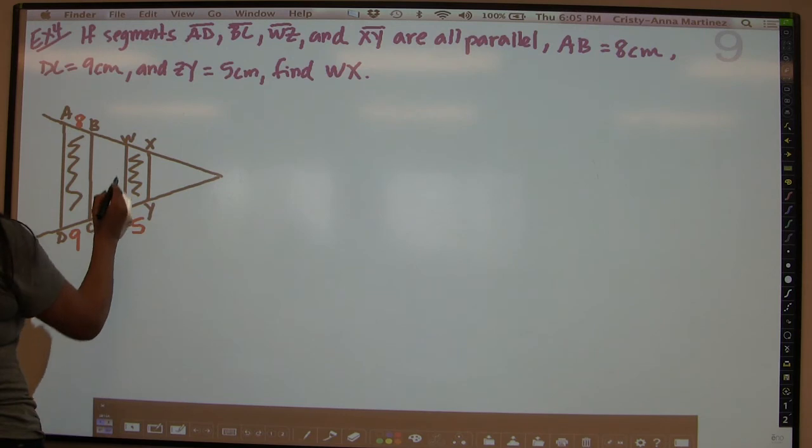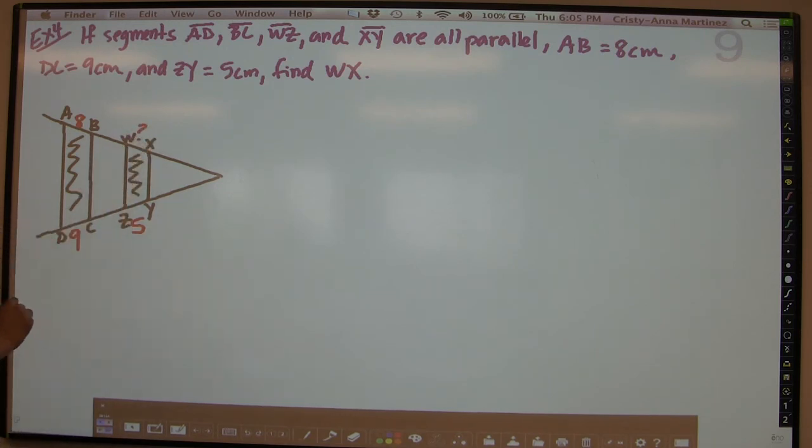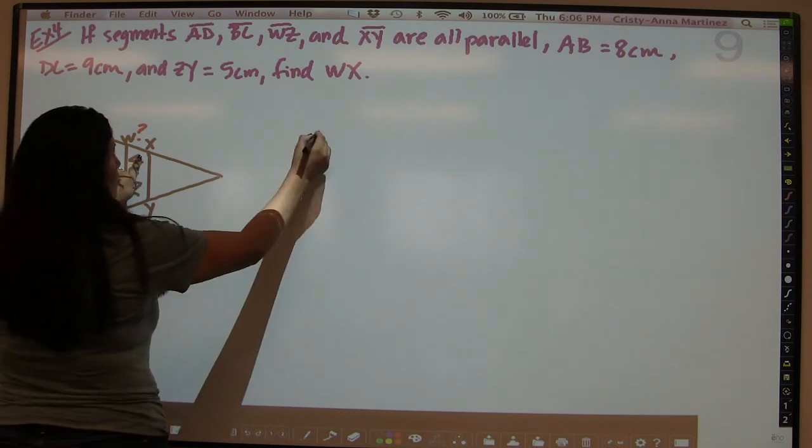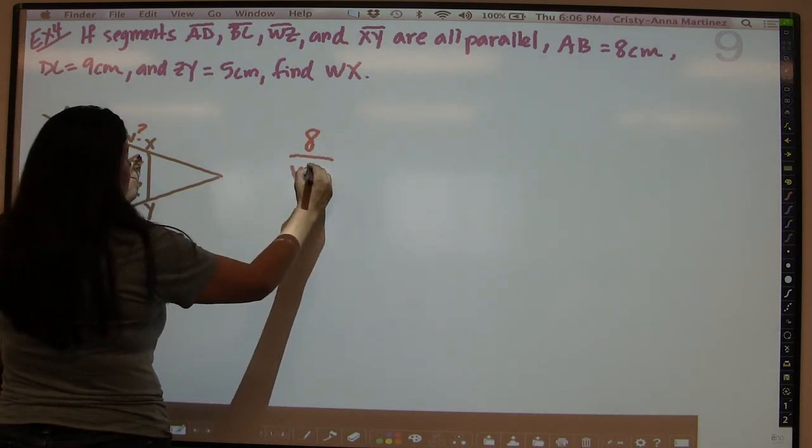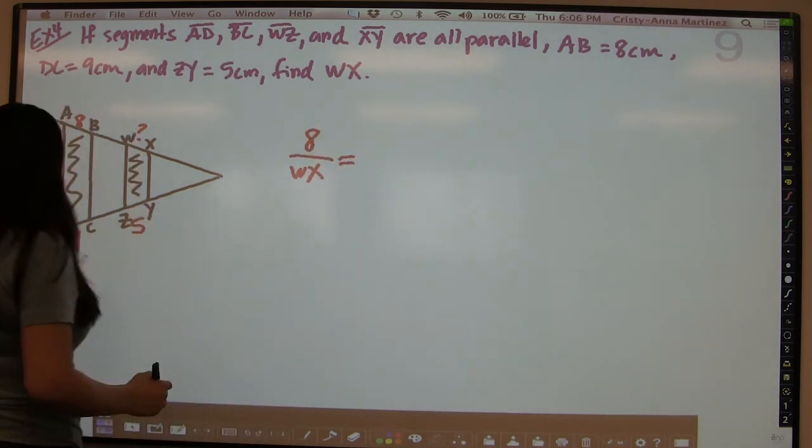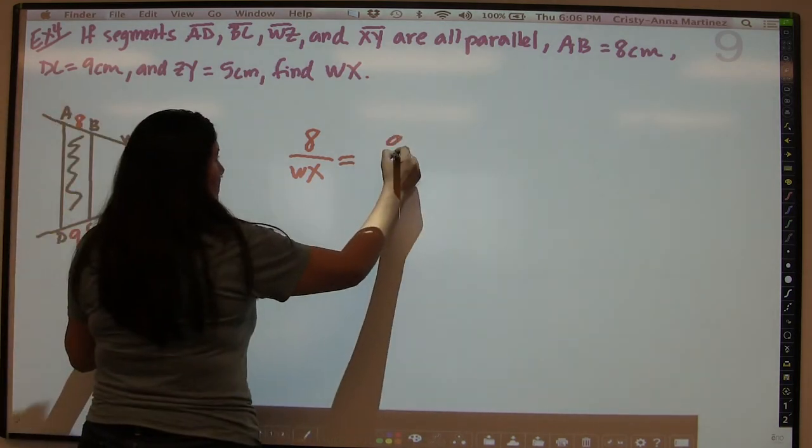They want us to find WX. All right? So what we know is that because these are all parallel, and there's more than 3 lines there, it could be 3 or more. We have 4 lines that are parallel. It tells us that it's going to divide the segment lengths proportionally. So basically means that 8 is to WX, which we don't know yet, as 9 is to 5.